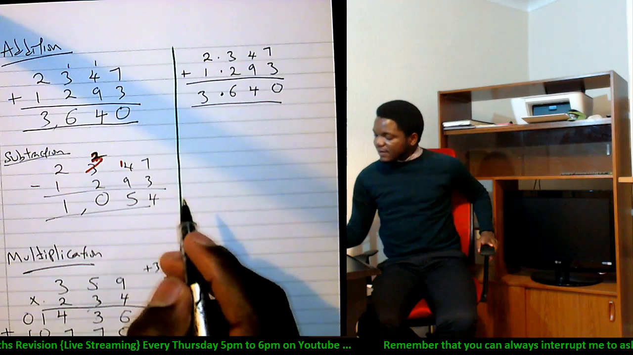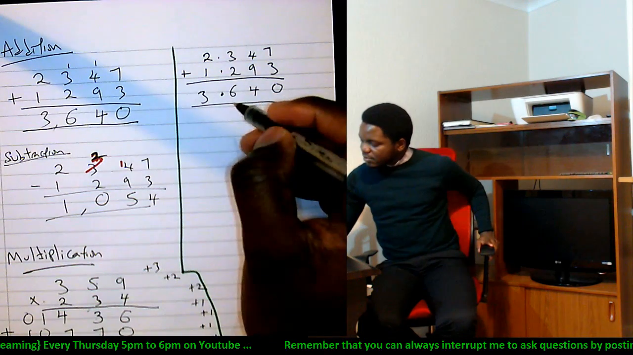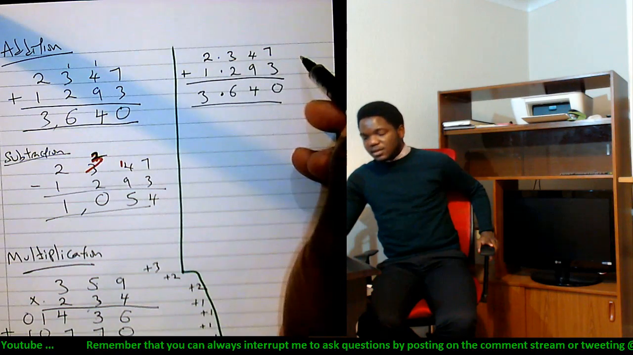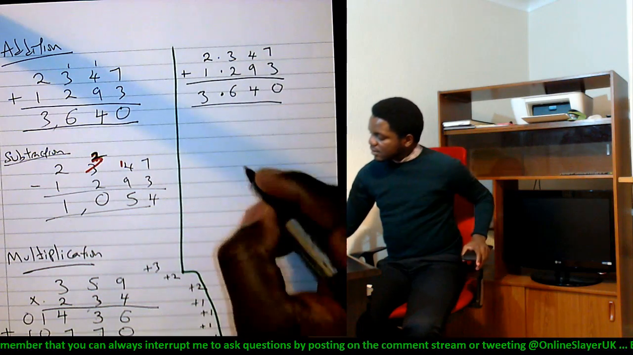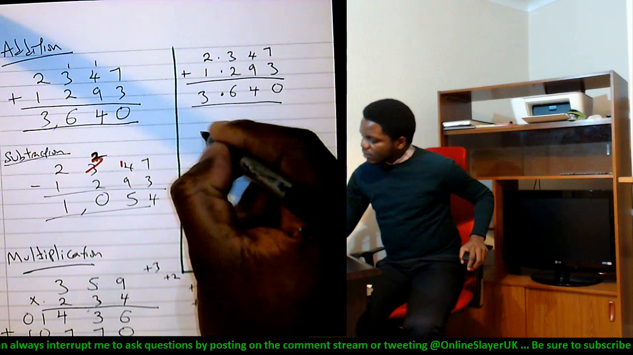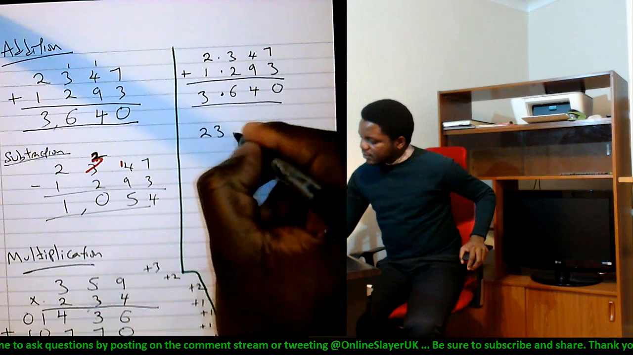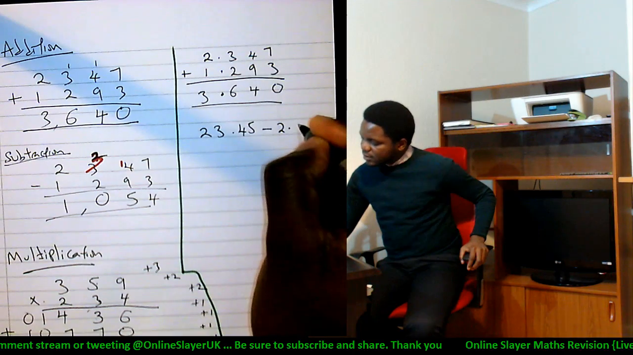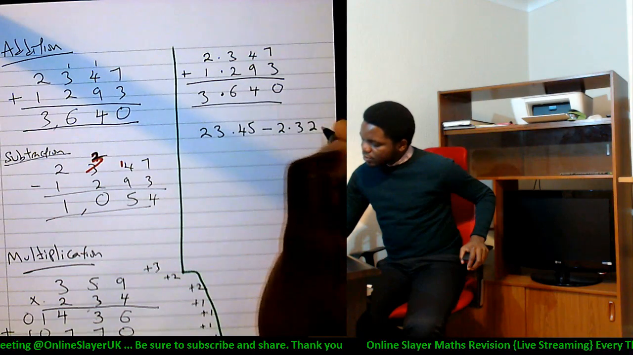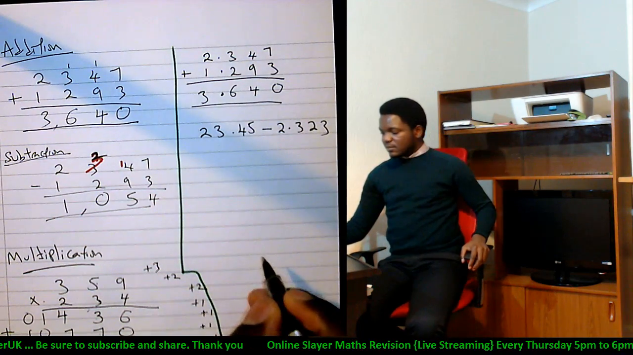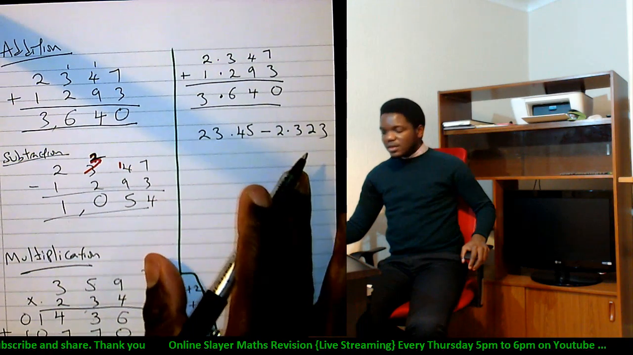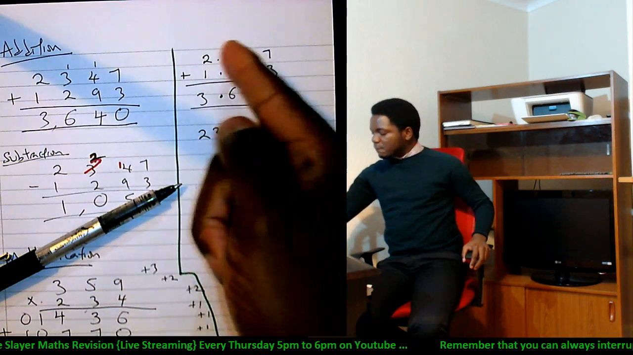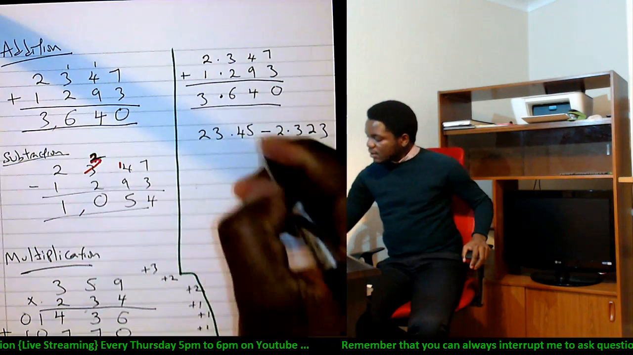Take note of the fact that here you've got whole numbers and here you've got decimals. For instance, if I say 23.45 minus 2.323, this is a question, and you're going to do it the same way, but you have to make sure the decimal place tallies with the other one.